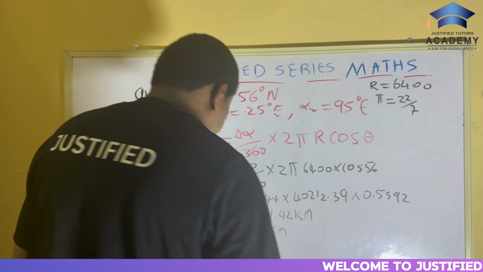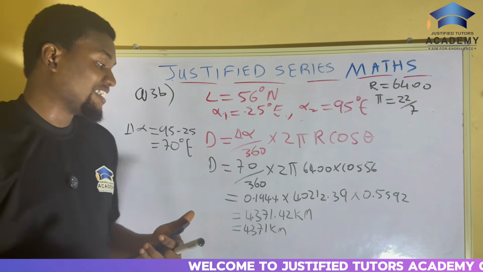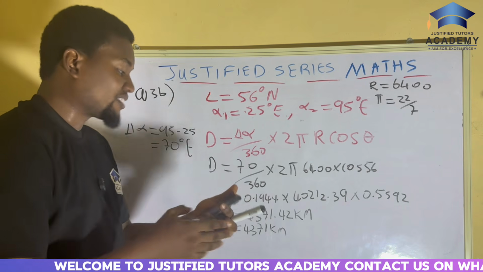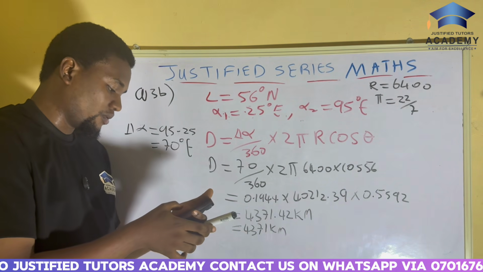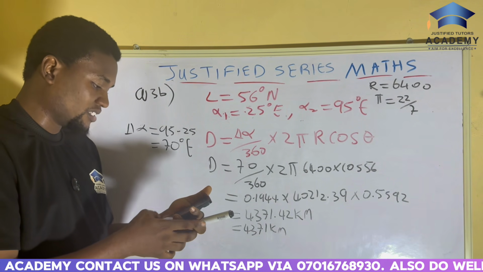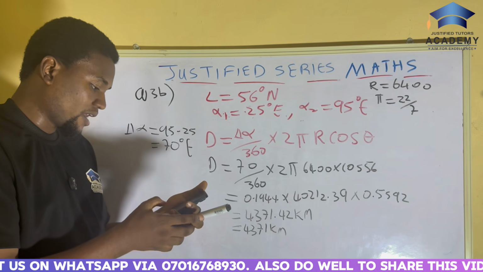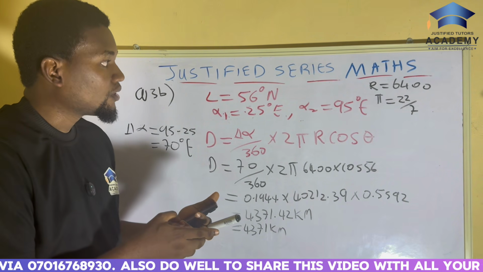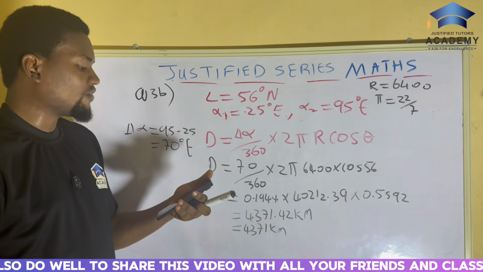And this will give us 4371 kilometers. Now, the reason why I'm getting 4371 and you guys will get 4374 is that if you press it directly in the calculator, you will get this answer. In fact, let's do it that way. Let's press everything together in our calculator: 70 divided by 360, close bracket, times 2 times pi, times 6,400, times cos 56. You get 4372.